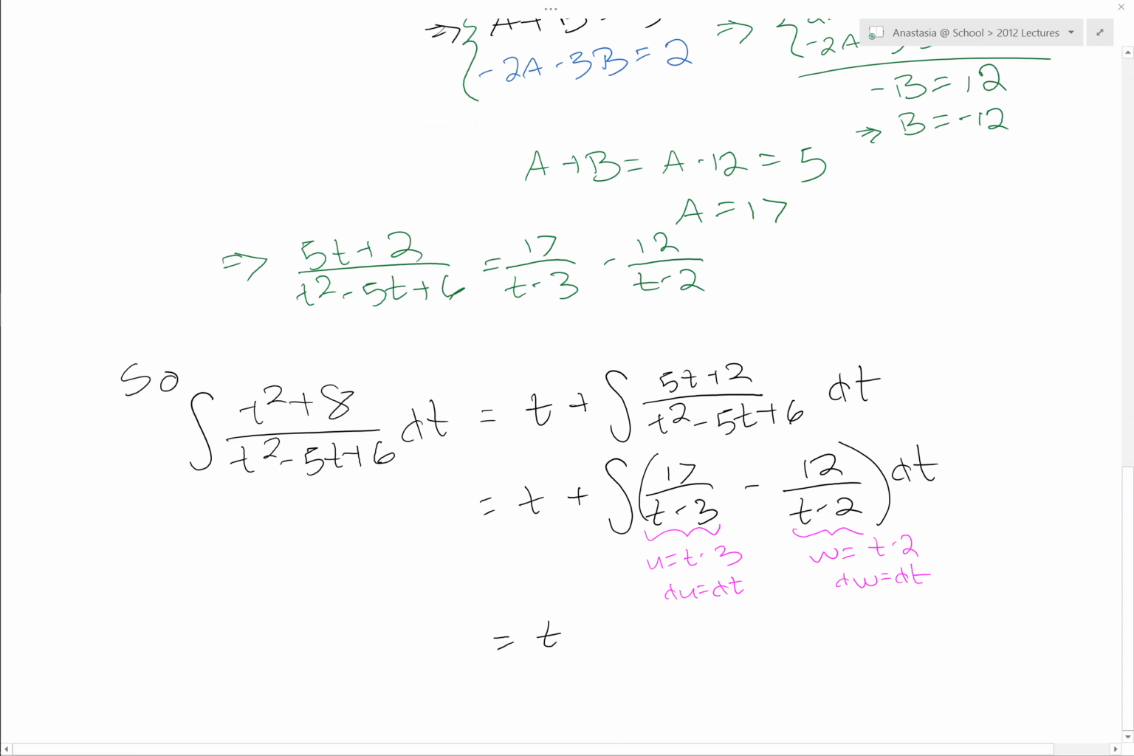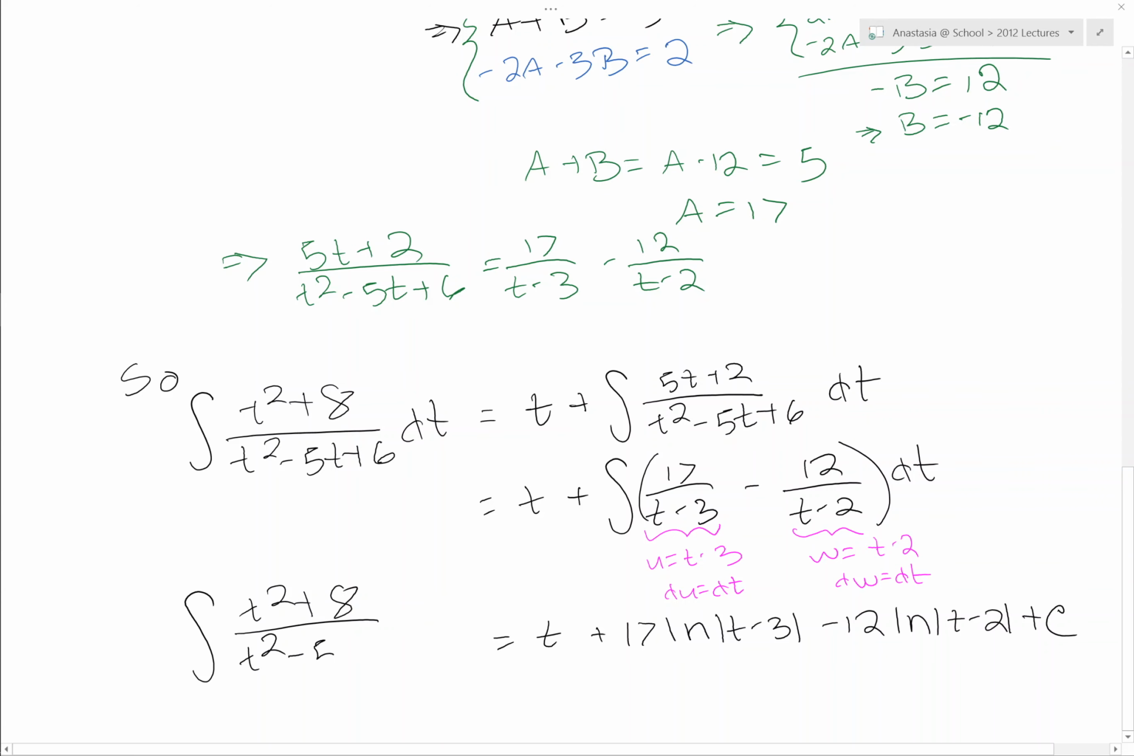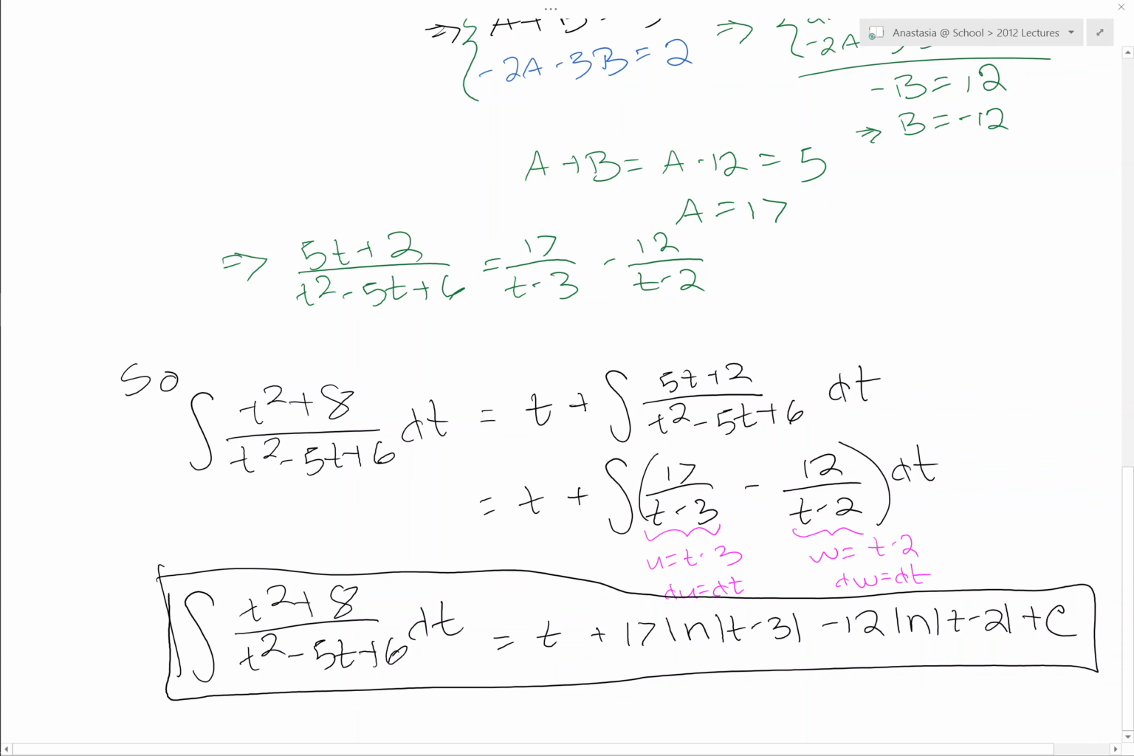So we get this is equal to t plus, we'll have 17 natural log absolute value of t minus 3 minus 12 natural log absolute value of t minus 2, and then plus c. So let me just pull this integral down on the left so that we have our final answer here. And that is how you do a partial fraction decomposition, the whole process to help you evaluate an integral of a rational function.